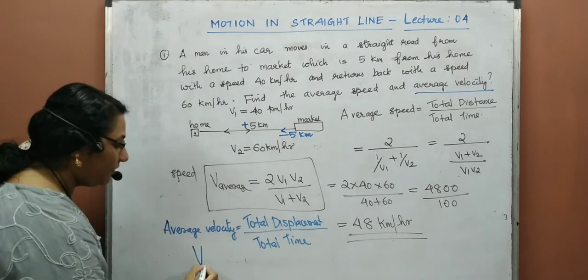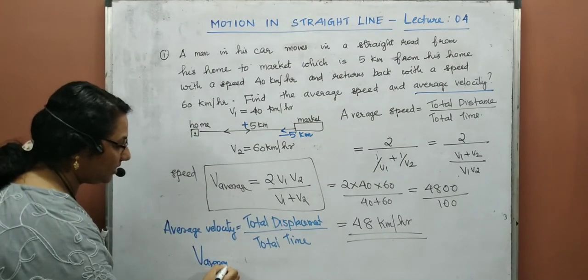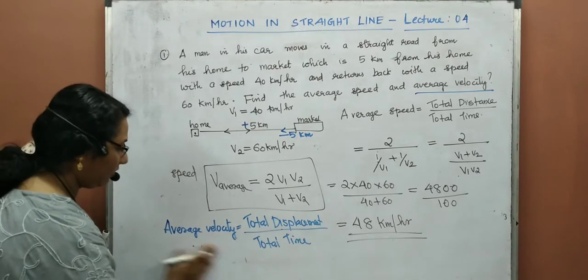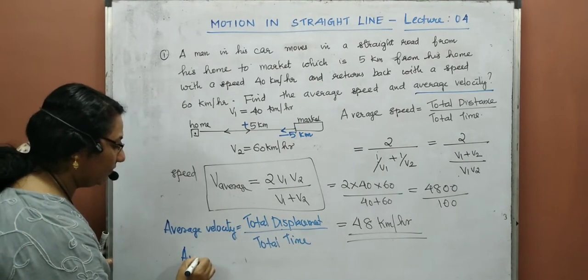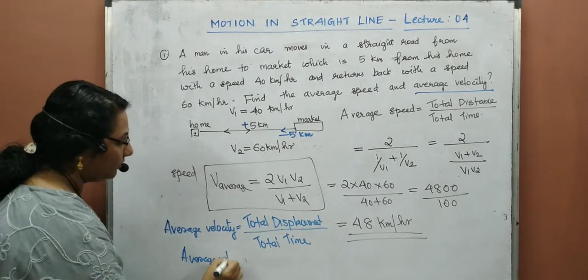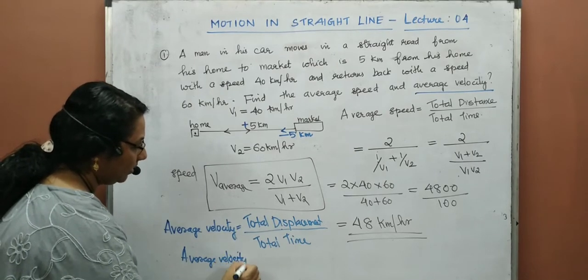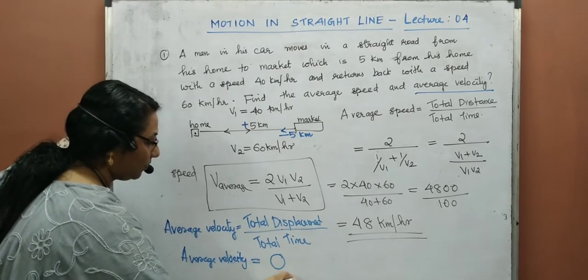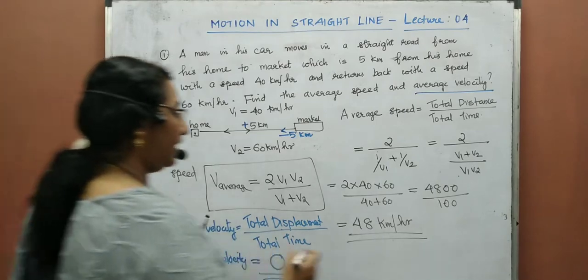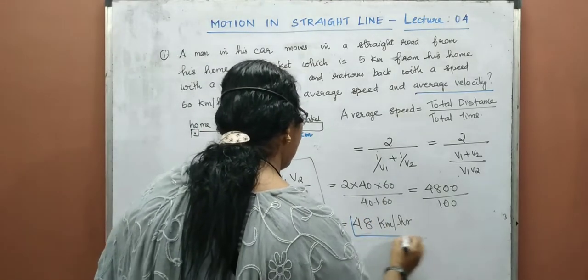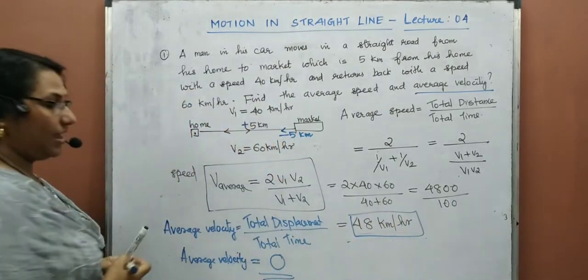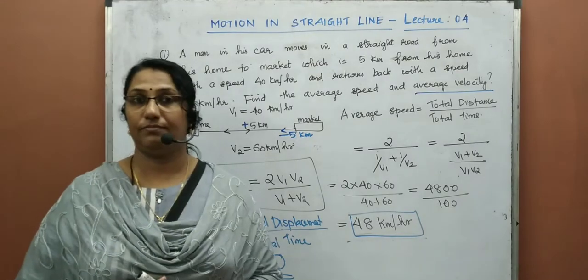So what is V average? That is average velocity. We will write it like that. Average velocity of the trip becomes 0. Is it clear? Average speed is equal to 48 km per hour and average velocity becomes 0.